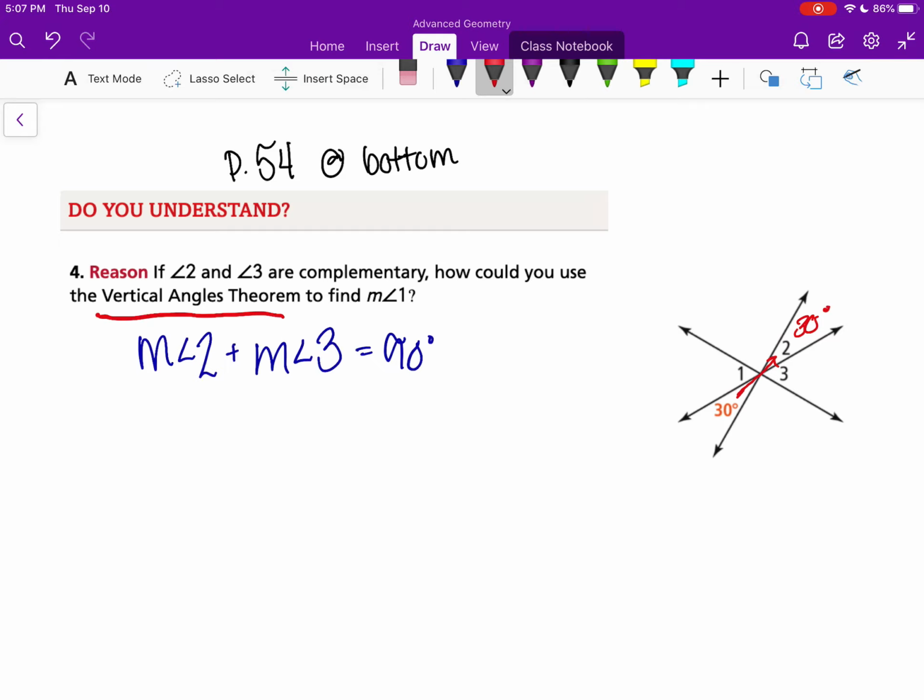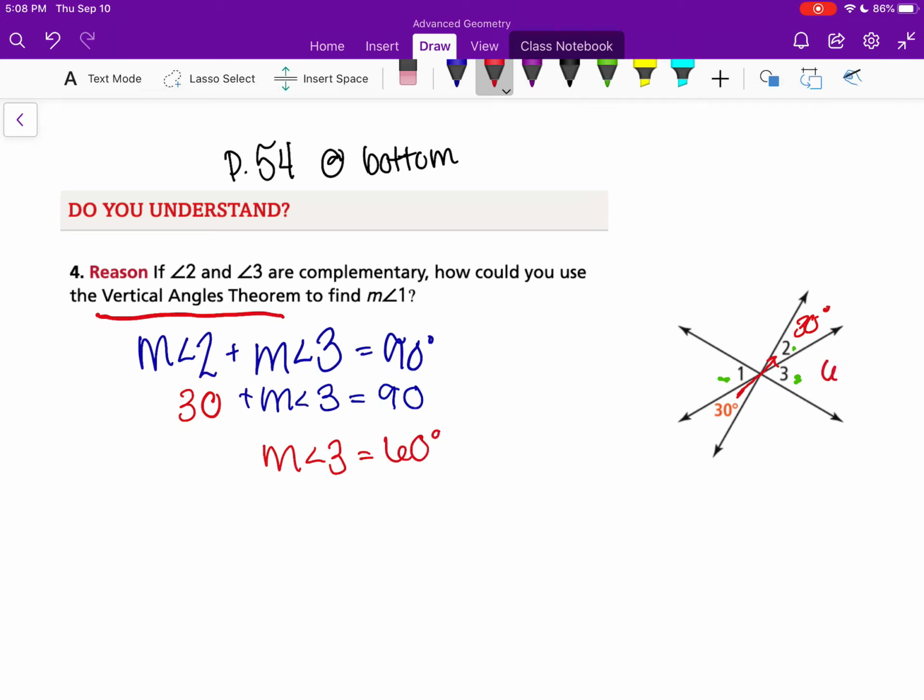Okay, cool. But we're looking for angle 1. Angle 1, though, is directly across from angle 3. And we know that angle 2 plus angle 3 equals 90 degrees. So if we can find angle 3, then we also know angle 1. And that's exactly what we're going to do. We're going to substitute the measure of angle 2, which is 30 degrees. So we end up with 30 plus the measure of angle 3 equals 90. And from subtraction, we can find that the measure of angle 3 equals 60 degrees.